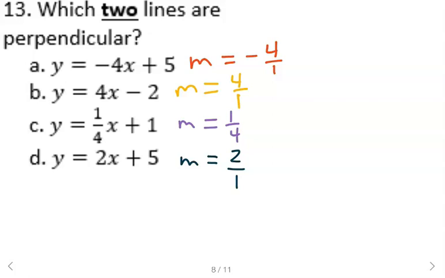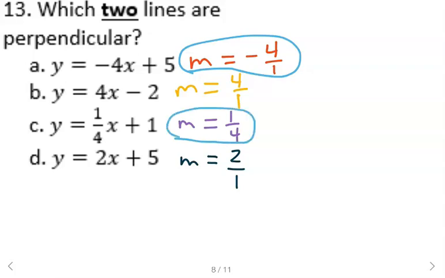So you hopefully will see that this one has a slope of -4/1, and this is +1/4. Those are opposite reciprocals of each other. So A and C are the lines that are perpendicular.